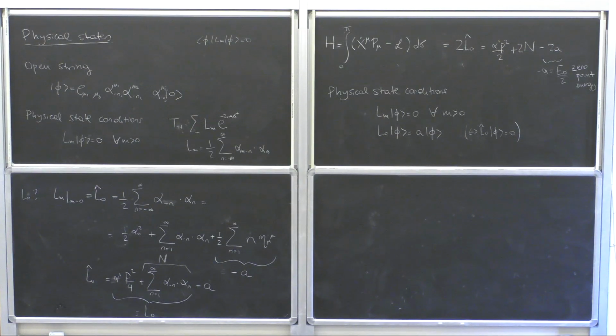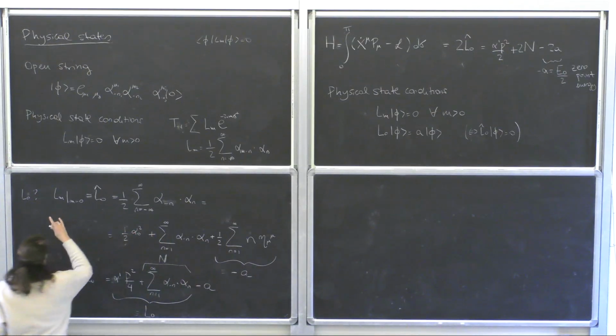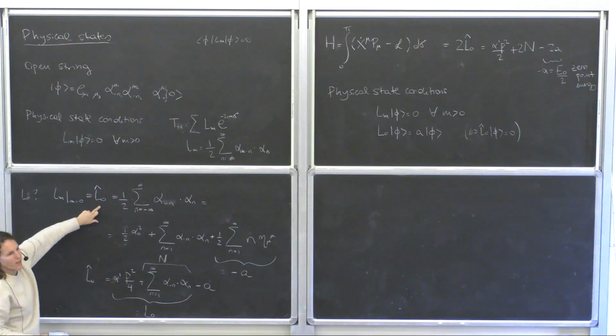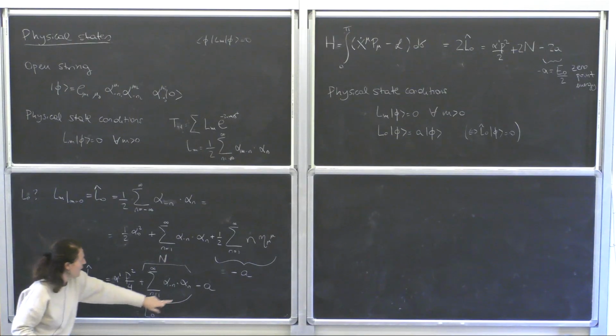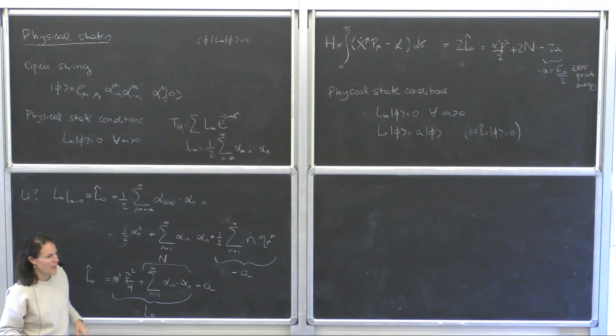Yeah, because L0 hat is a real mode. L0 hat, so Lm are the modes of the energy momentum tensor. When m is equal to 0, that's L0 hat. Then I define L0 to be L0 hat plus A.